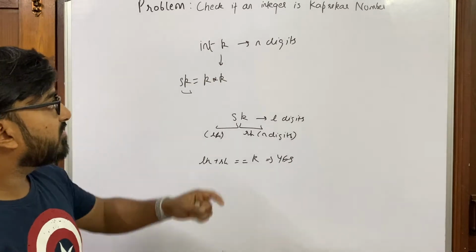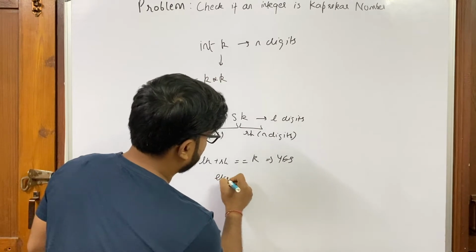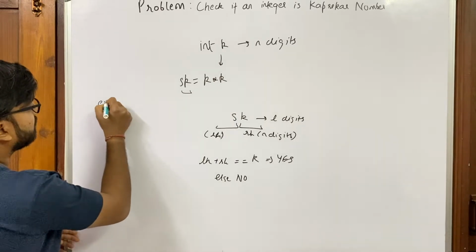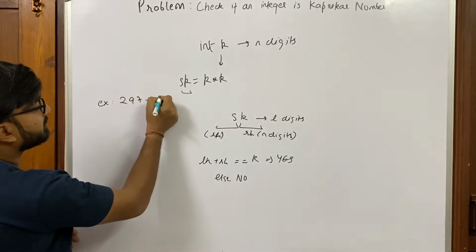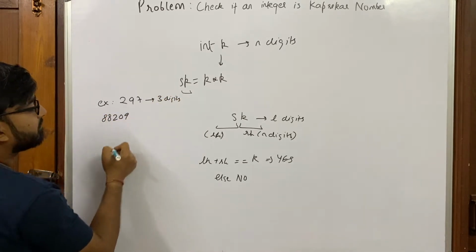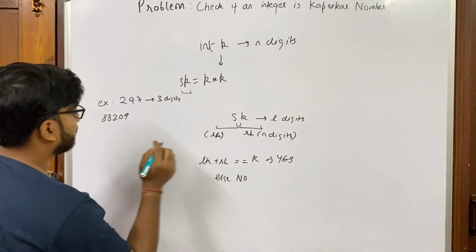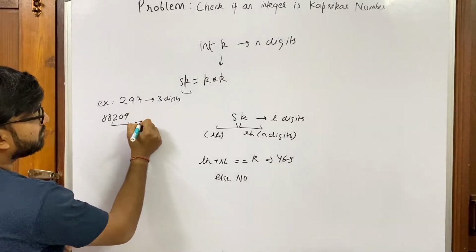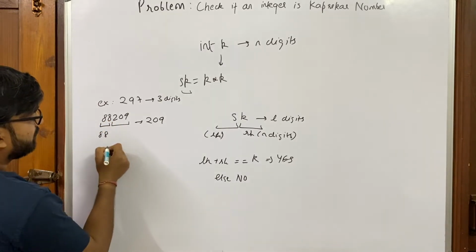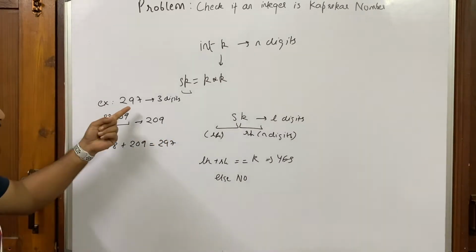So in our problem, we take a value k and print yes if it is a Kaprekar number, else we print no. Let's take an example for a Kaprekar number. If I have, say, 297, this is 3 digits. The square of this is 88209. We extract the right half first from the square of k because we have to find the rightmost n digits first. So the rightmost 3 digits are going to be 209. They form the value 209 and the remaining form the value 88. If you sum 88 and 209, you get 297. So this is a Kaprekar number.